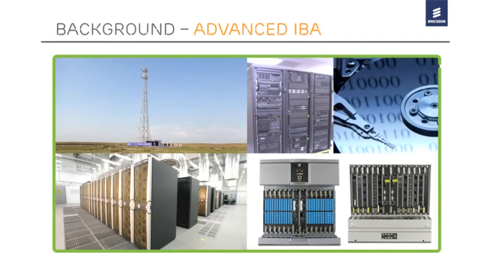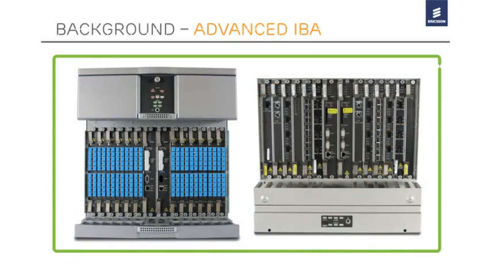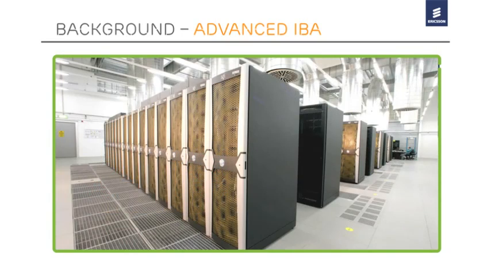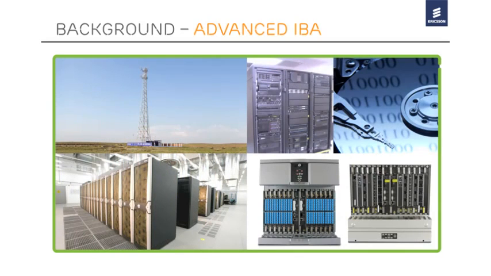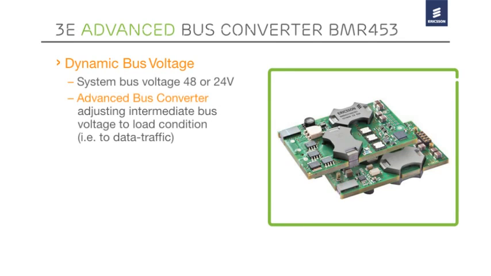Information and communication technology covers a very large range of applications such as radio base stations, data storage, routers, and data centers. These have different power demands, and designers rapidly concluded that a fixed intermediate bus voltage was not the most optimized solution to power systems which have large variations in their utilization, from almost no traffic data to the limit of saturation. To respond to this, in 2008, Ericsson launched the first digitally controlled advanced bus converter, the BMR453.